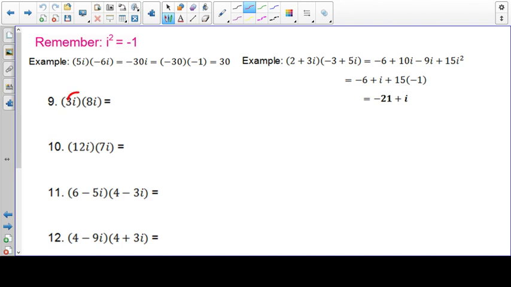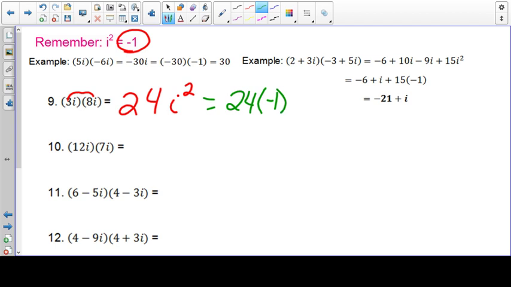So I have 3 times 8, which gives me 24. i times i gives me i squared, just like I did x squared. However, i squared is equal to -1, which means that I can replace that i squared for a -1. Now my 24 and my i squared are being multiplied, so my 24 and my -1 are going to be multiplied. So that gives me -24 as my final answer.